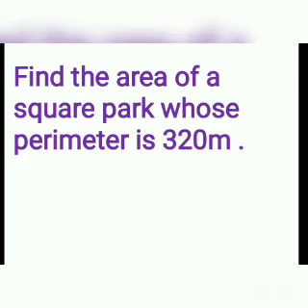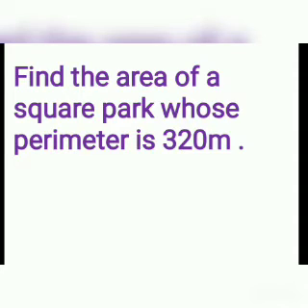Next question. Find the area of the square park whose perimeter is 320 meter. Yes, what is the question given here? Find the area of the square park. So, a park is there. What is the shape of the park? Square. And we have to find its area.